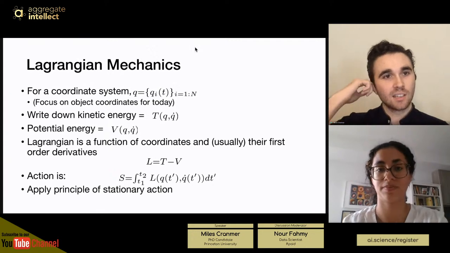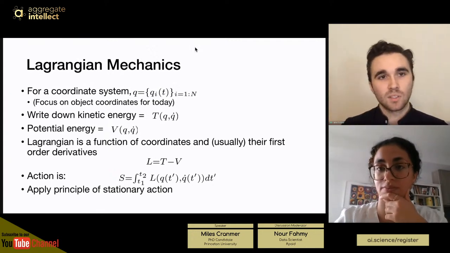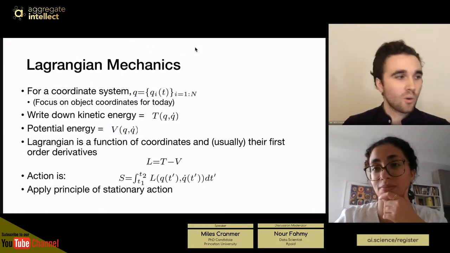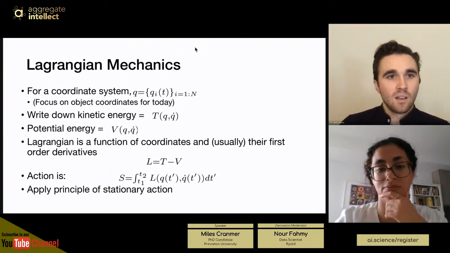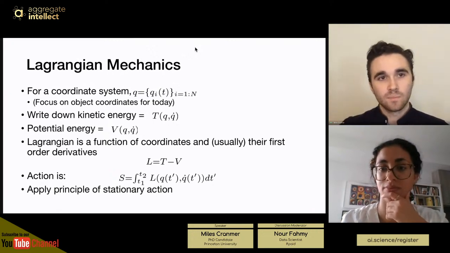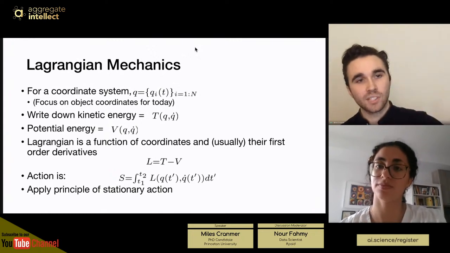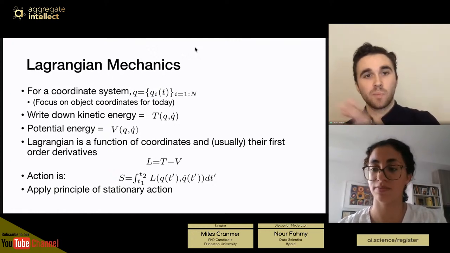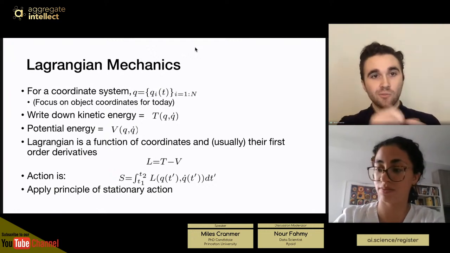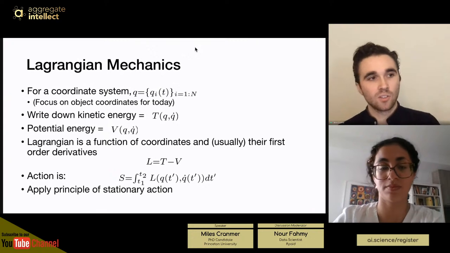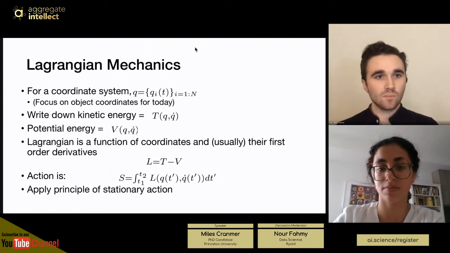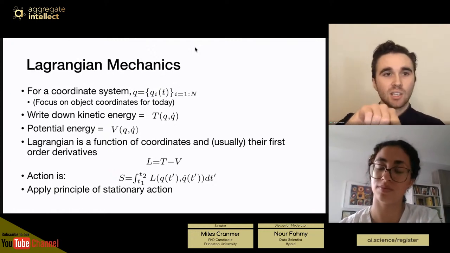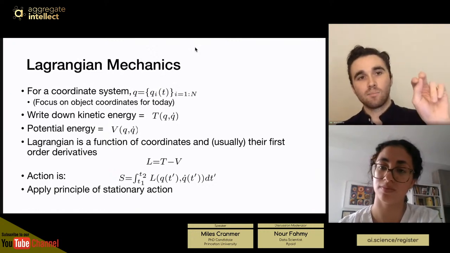Now, Lagrangian mechanics says that if you have a coordinate system, so this is like positions of particles or other dynamical quantities in your system, as a function of time. The q is always a position, like a coordinate. If you write down the kinetic energy of the system, if you remember, this is half times the mass times the speed squared. That's the kinetic energy of a particle. You also write down the potential energy, which is like mass times gravity times height for falling objects. So you write down kinetic and potential. The Lagrangian is the subtraction of the kinetic minus the potential energy.